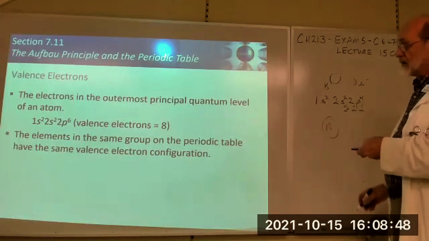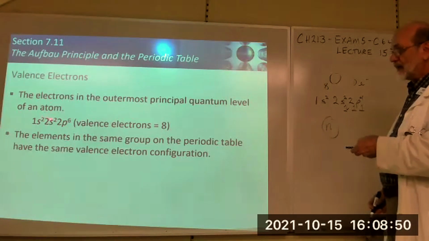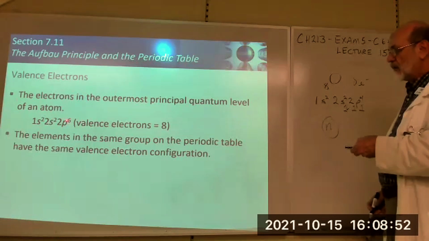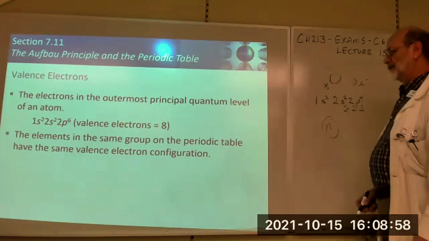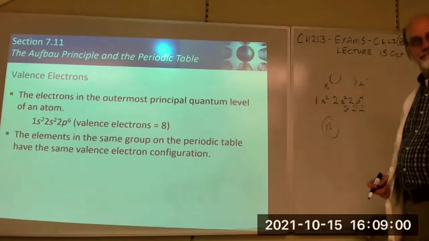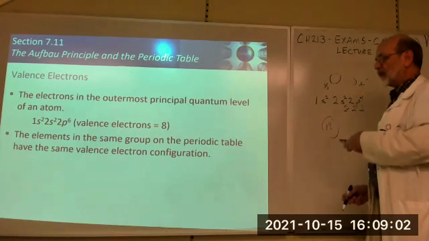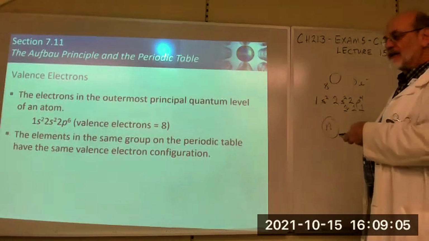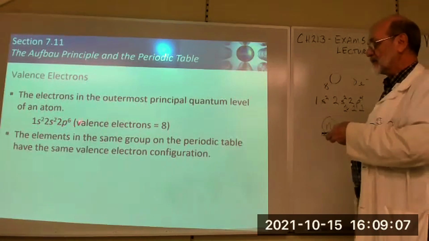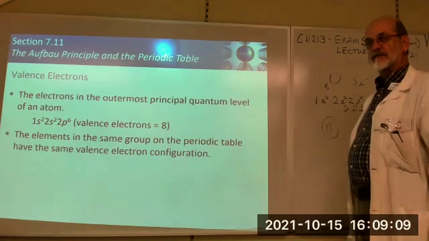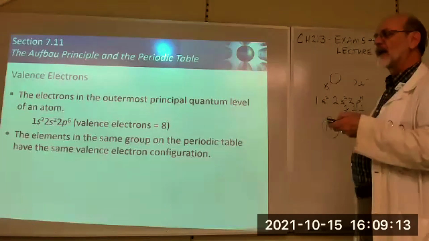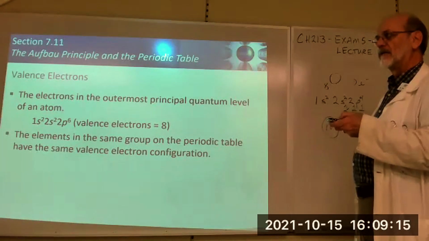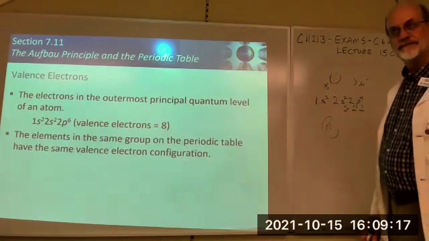So in this case, we've got n equals 2, and we have 6 plus 2 is 8 valence electrons. Okay? There's your octet, by the way. So when you have a complete octet like this, that's a noble gas. So let's see, 6, 8, 9, 10, that'll be neon. 10 electrons.